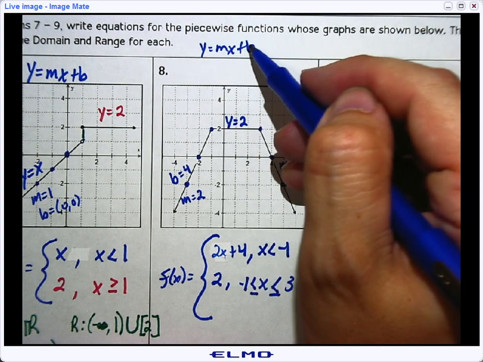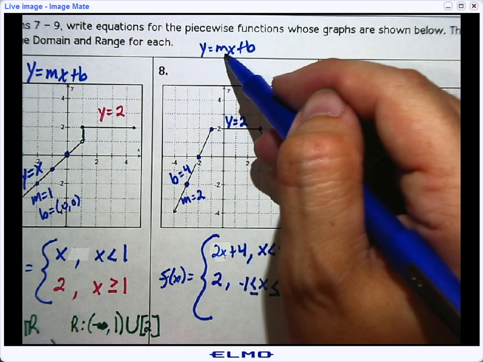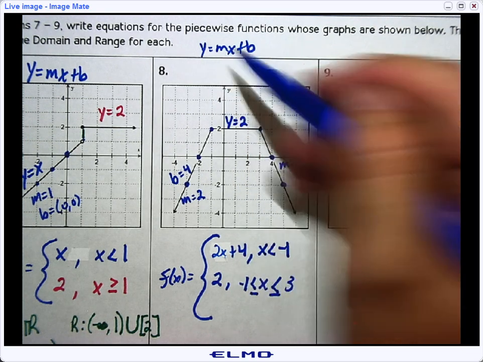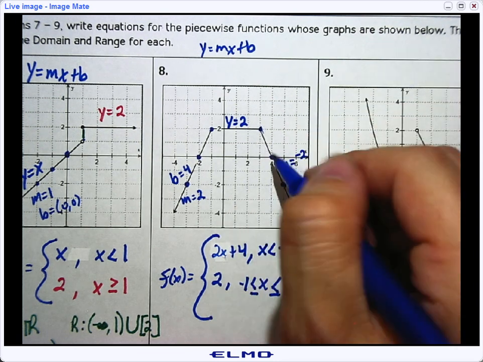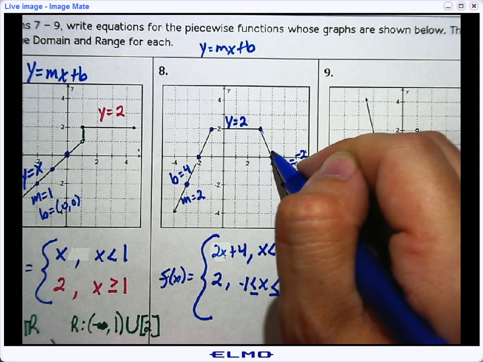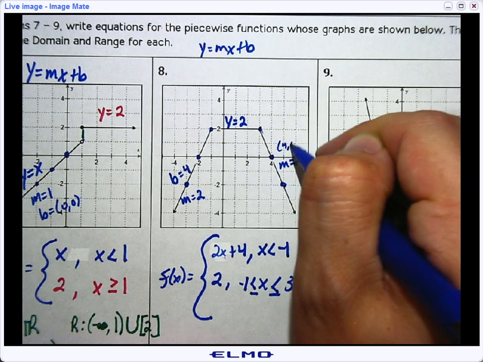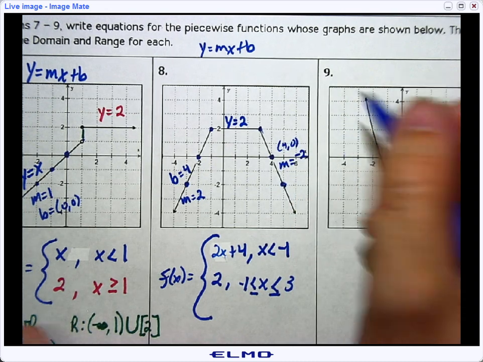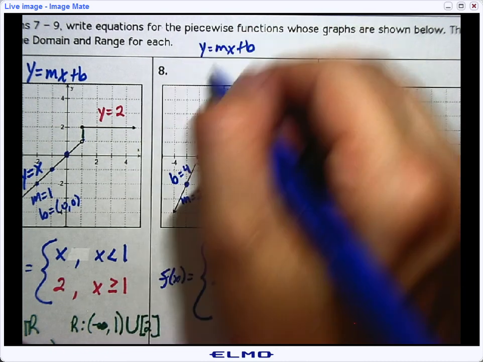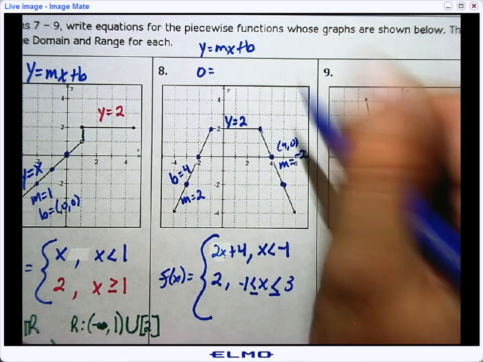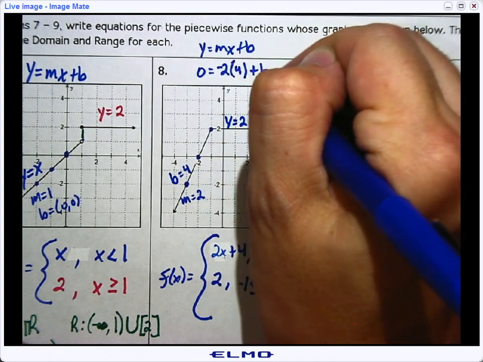So if I want to use this to figure out b, that means I've got to have something to plug into the y, the m, and the x. Well, I already know my m. My m is negative 2. So I'm going to pick some other point on this line. Let's go with this one. So what are the coordinates of this point? Well, that's at 4, 0. So for x, I'm going to plug in a 4, and for y, I'm going to plug in a 0. So this becomes 0 equals negative 2 times 4 plus b.